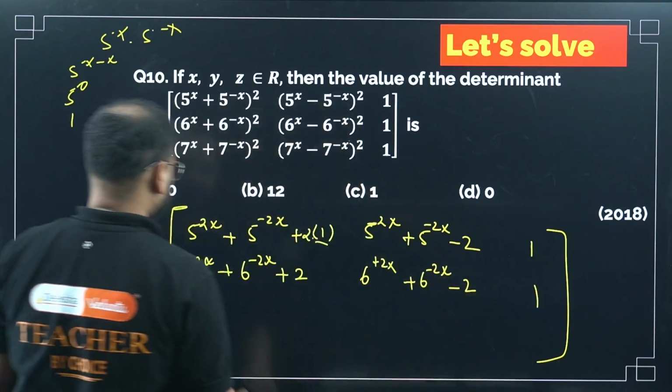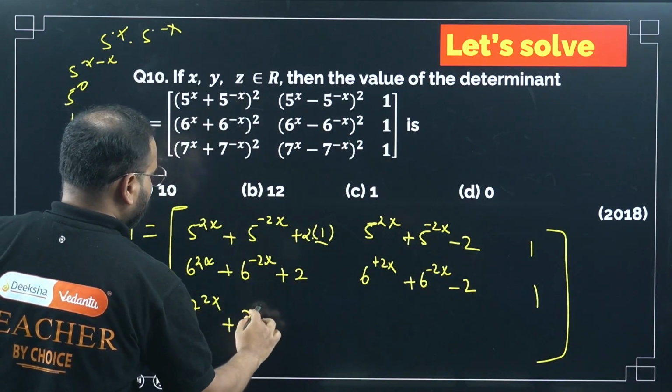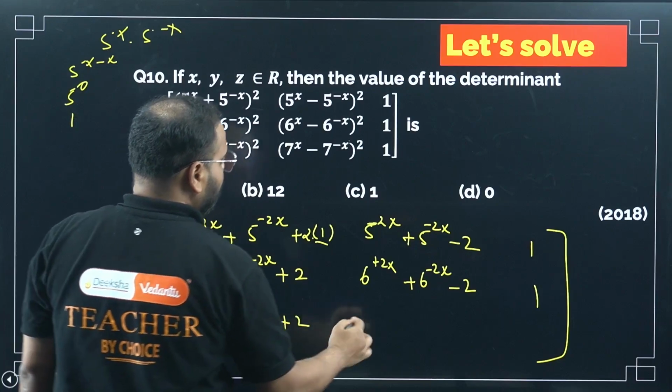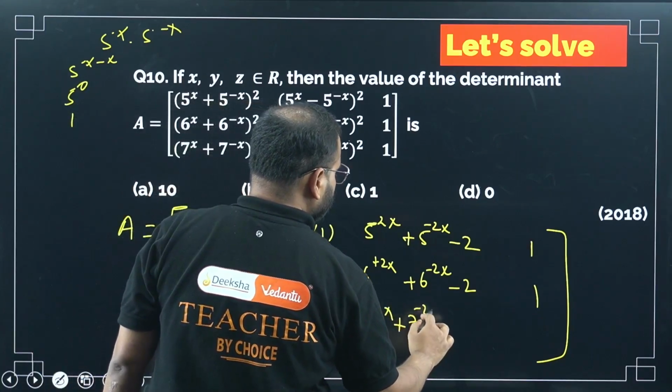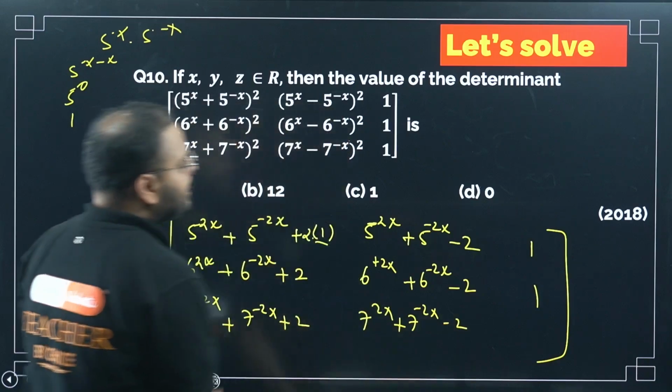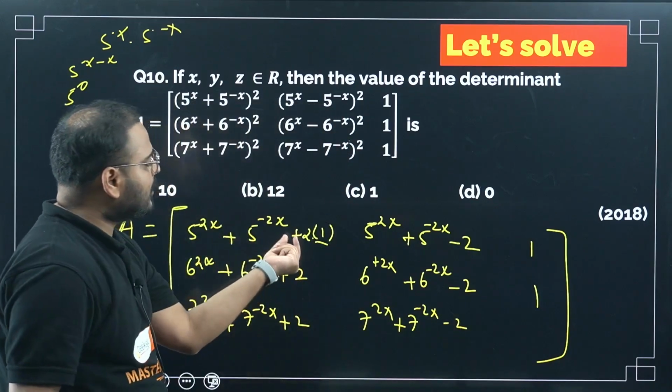Again here, 1. Please check. 7 power 2x plus 7 power minus 2x plus 2. Over here also I can write 7 power 2x plus 7 power minus 2x minus 2. Can you see a pattern here? Everything remains the same, only the sign is changing.